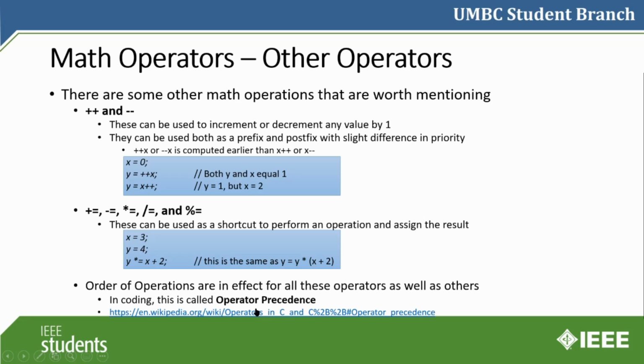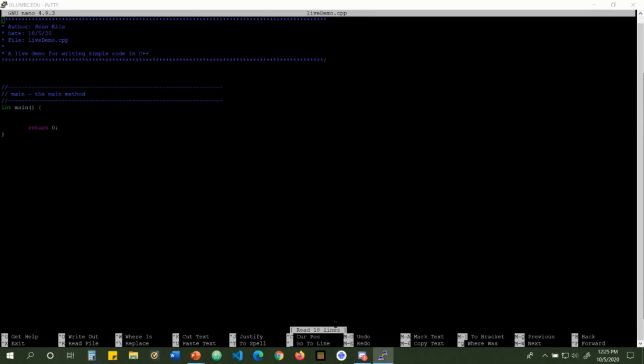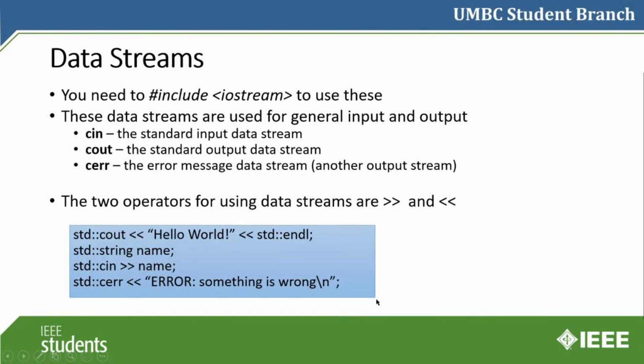So as I mentioned above with these two operators, there is an order of operations for how things are executed called operator precedence. This Wikipedia page has a list of all operators and what their precedence is.